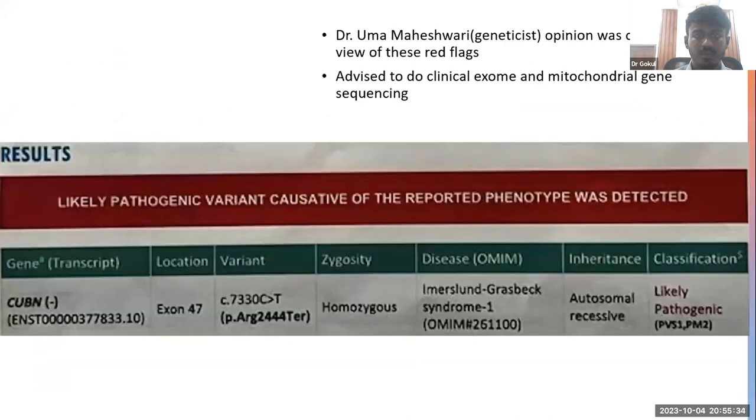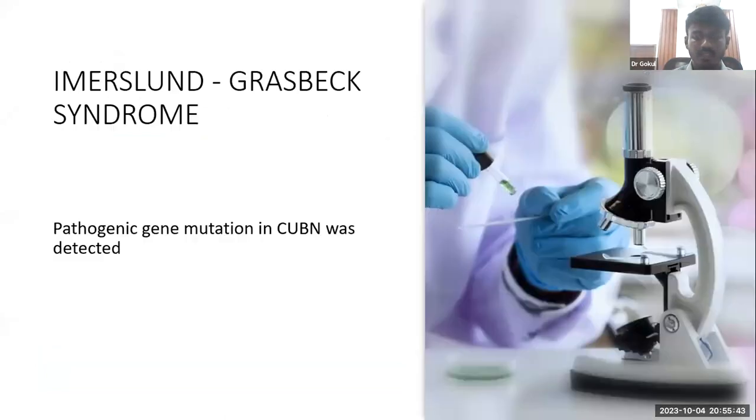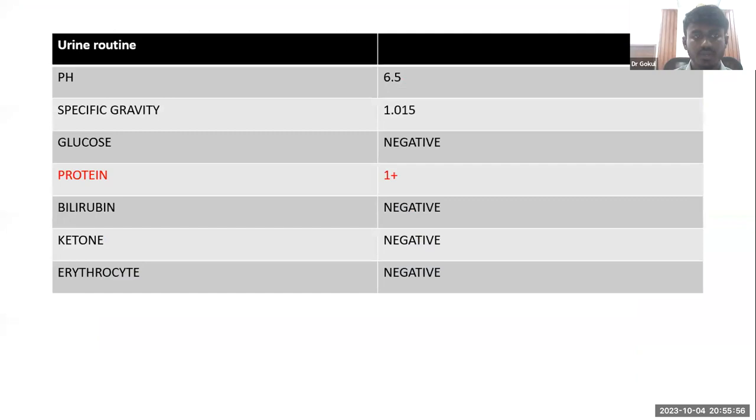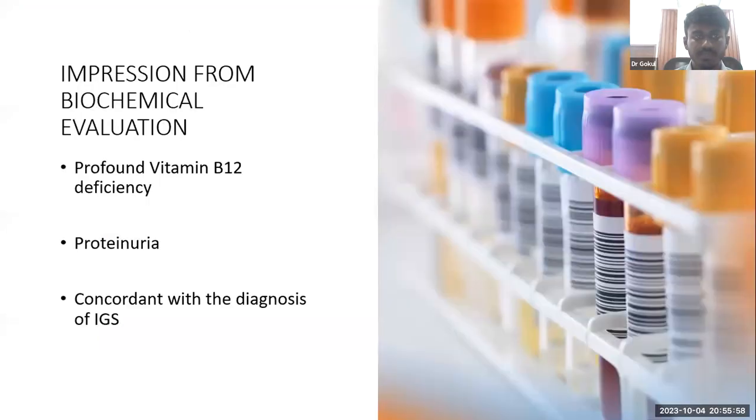This prompted us to do a whole exome sequencing, which revealed a Cubin gene mutation, showing Imerslund-Grasbeck syndrome. So the pathogenic gene mutation was Cubin. CBC done was normal. Vitamin B12 was 99, and protein creatinine ratio was elevated. Urine routine showed protein of 1+. So the impression was profound vitamin B12 deficiency, and proteinuria showed features of IGS.